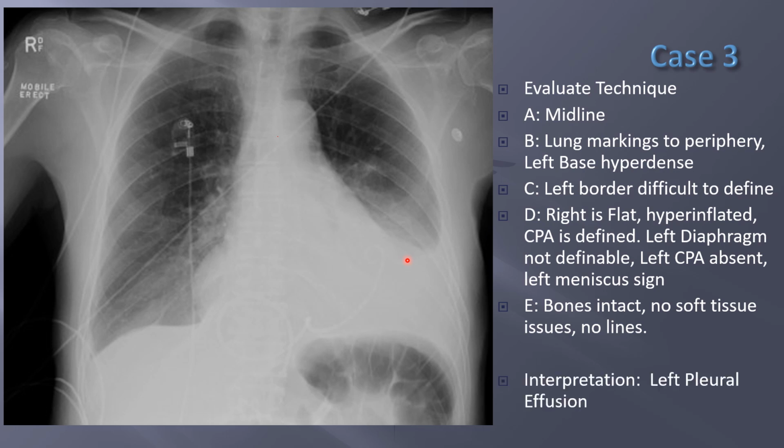So my interpretation here will be a left pleural effusion. And if I want to know if this is thin, I could order a decubitus, where I lay the patient flat and see if it will layer. If it does layer, it will indicate that it's a thinner fluid, and I might be able to drain it.